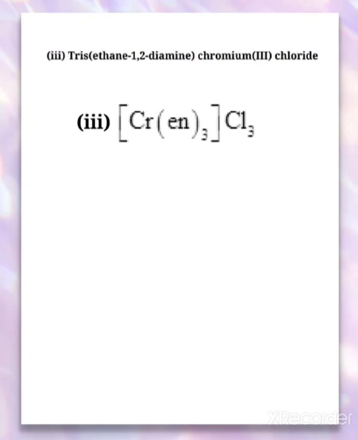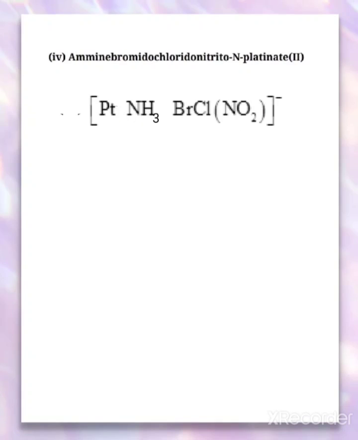So this is the formula for this compound, that is tris(ethane-1,2-diamine)chromium(III) chloride. Next one, the fourth one: amminebromidochloridonitrito-N-platinate(II). In this, because a number of ligands are present, there is no counter ion. When you look at the name here, there is no counter ion.